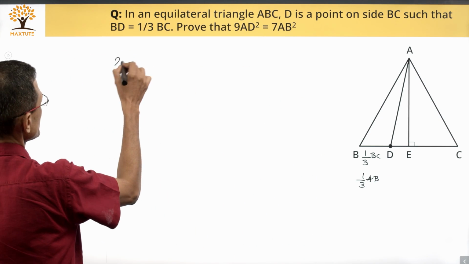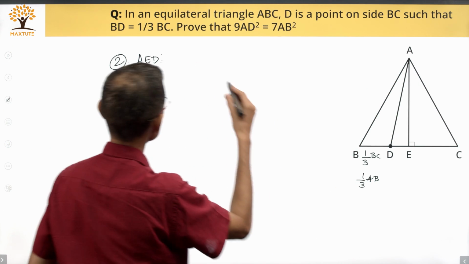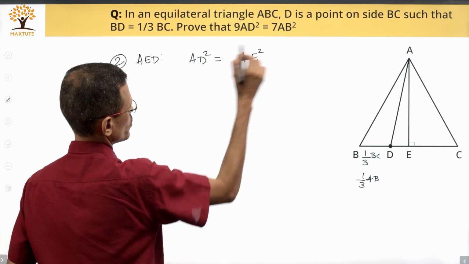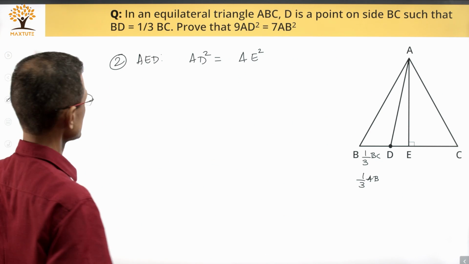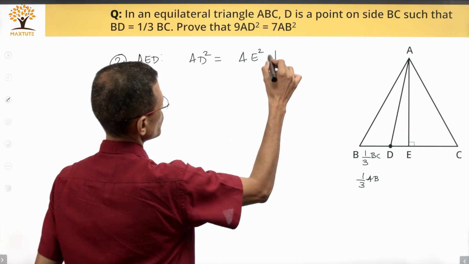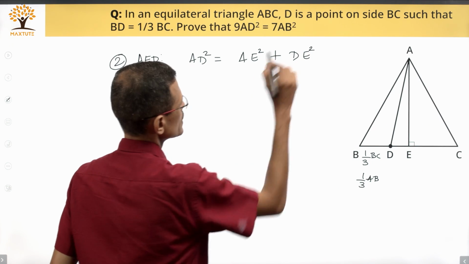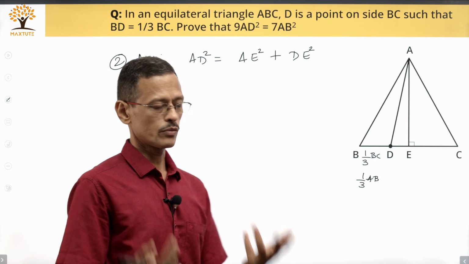Now, right triangle AED, we are looking at it. AD is the hypotenuse. So AD square is equal to AE square plus DE square. I'm going to try and write this DE in terms of some things that we know.